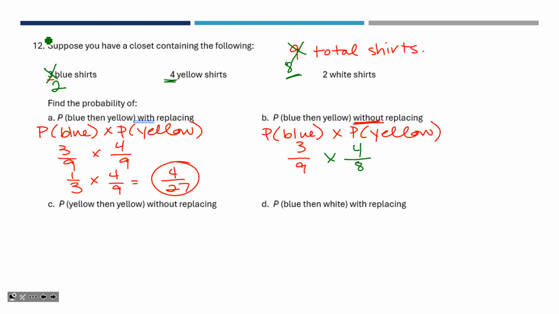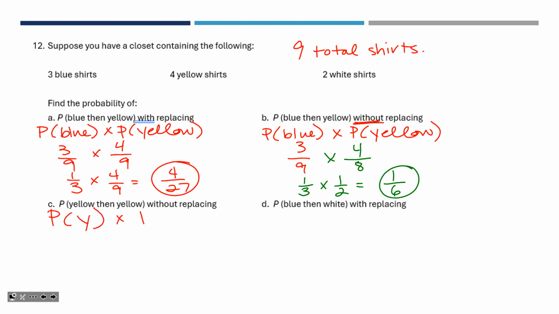All right, to multiply these, again, I'm going to reduce. 3 out of 9 reduces to 1/3. 4 out of 8 reduces to 1/2. So this probability is 1 out of 6. All right, the probability of getting a yellow then a yellow without replacing. So I'm going to kind of reset here. We're going to reset. Go back to 9 total shirts. So the probability of a yellow times the probability of a yellow without replacement.